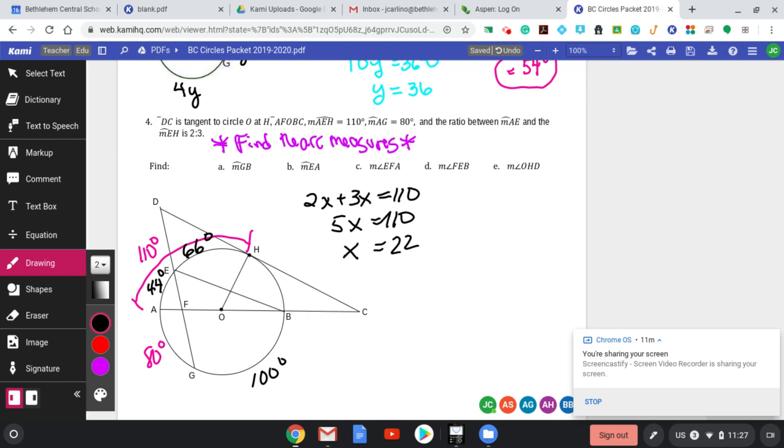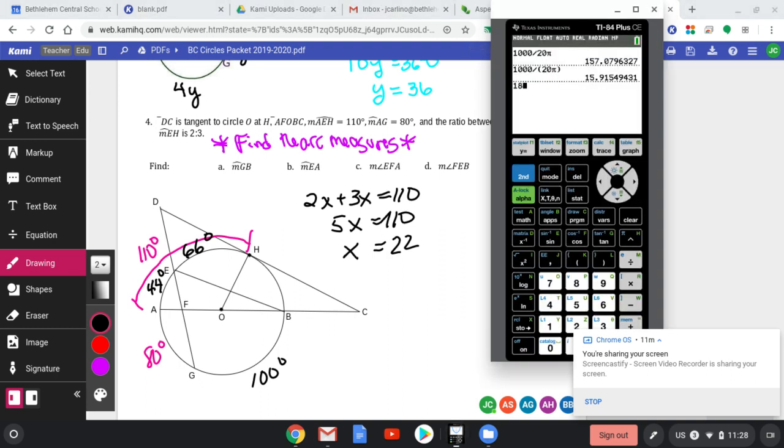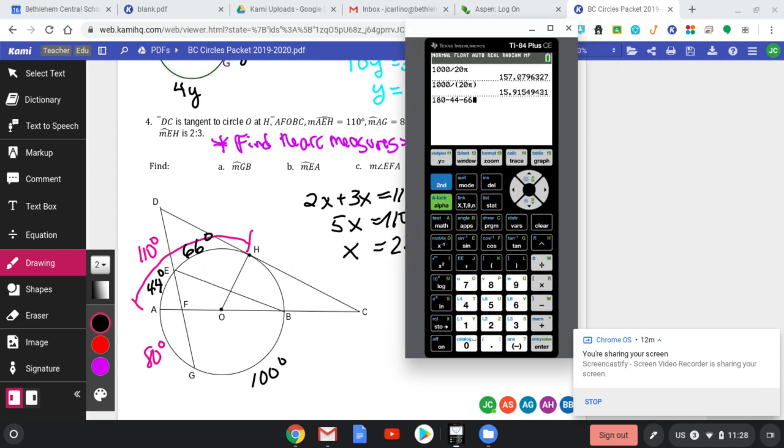And the same thing on top, AEHB. Look at that arc. AEHB, isn't that a semicircle? So that should total 180. And I already know that one arc is 44 and the other is 66. So the rest should be, I'm going to have to go, I'm shamed here. 180 minus 44 minus 66 is going to give me 70 degrees for that arc.